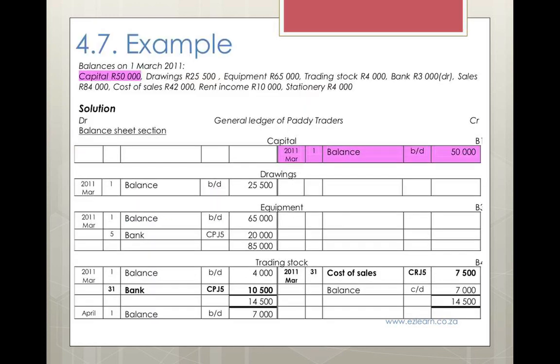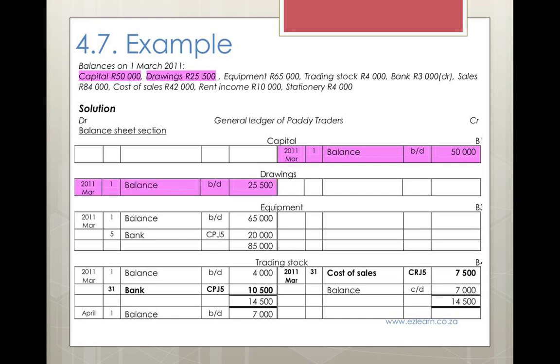Let's have a look at example 4.7. Use your pink highlighter to highlight the capital balance. You can see that the balance given is 50,000 Rand, and in the general ledger, you would need to show this in the capital account on the credit side. Why the credit side? Because it is an owner's equity account, and equity has a positive balance on the credit side.